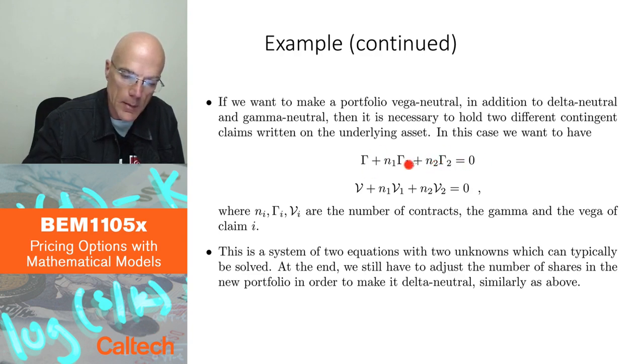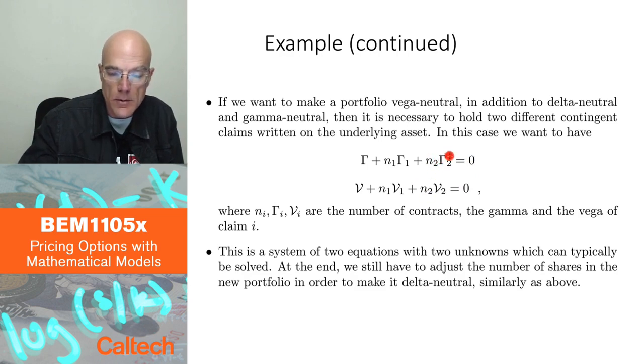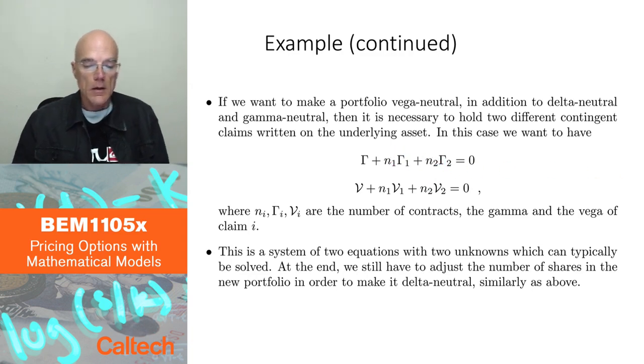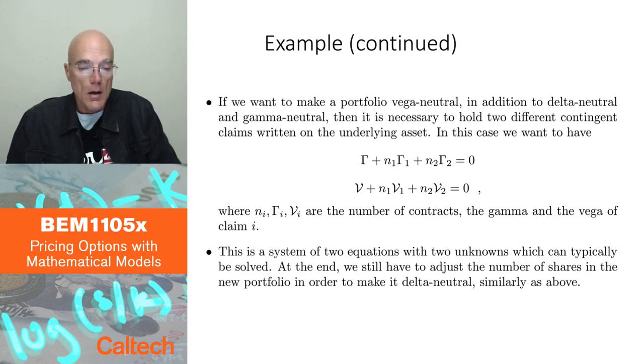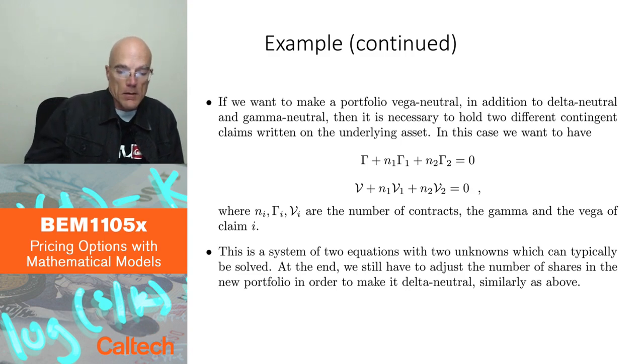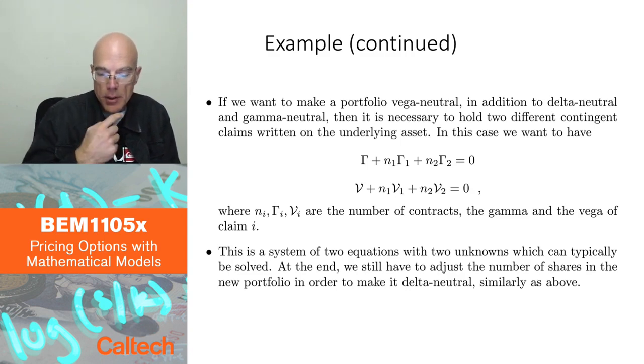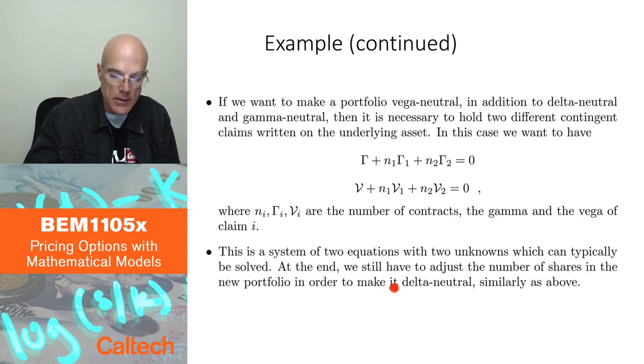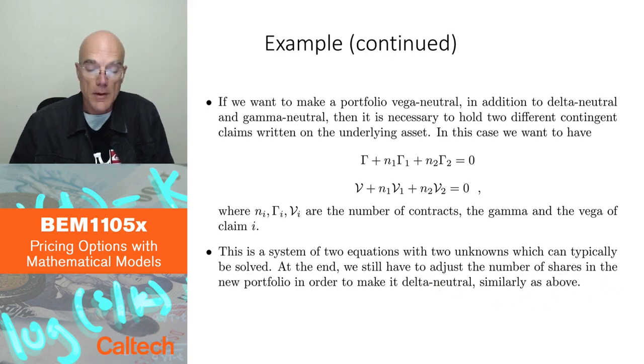You want total gamma to be 0. Similarly, you want total vega to be 0. Okay? This is a system of 2x2 equations. You can solve it. It will give you n1 and n2, how many units of each of these two options you have to buy or sell. Okay. And again, that will change your delta, but again, you can fix the delta later by just buying or selling the appropriate number of shares of the underlying asset.